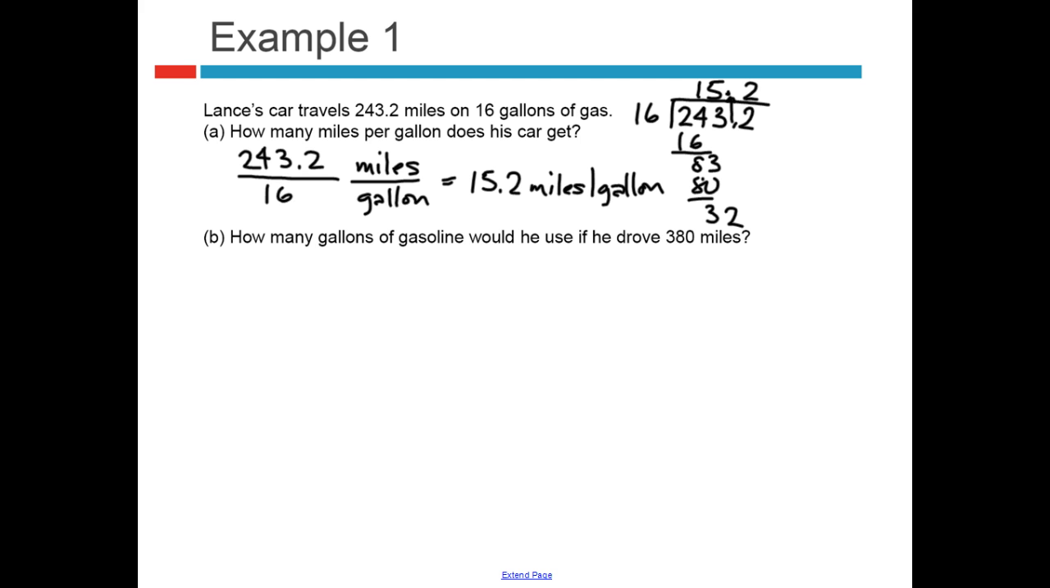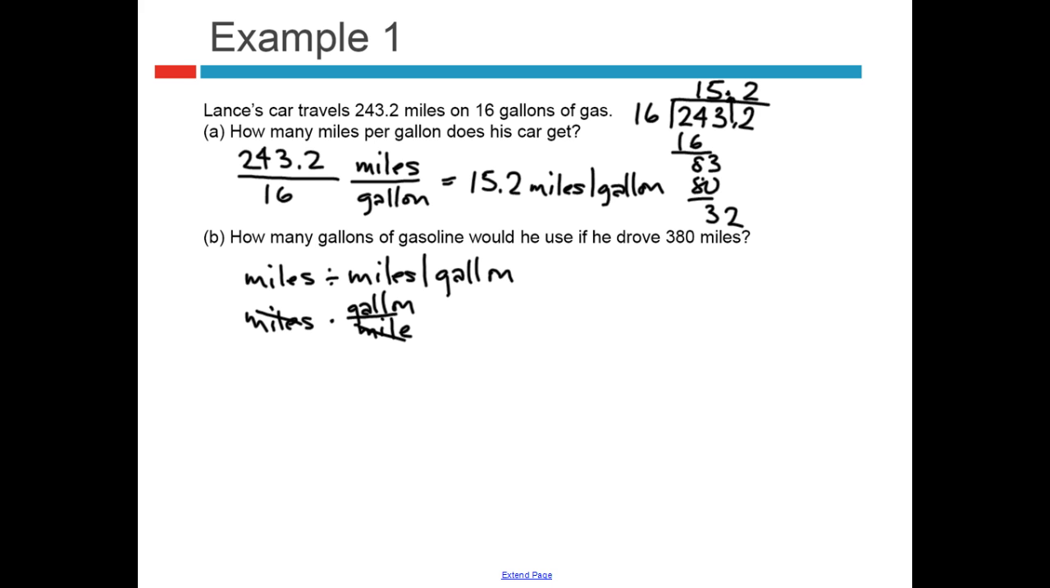Because if I take miles divided by miles per gallon, I can do some unit analysis here. This will be miles times gallon over miles. It's like dividing fractions. And the miles will cancel, and that will give me the number of gallons.